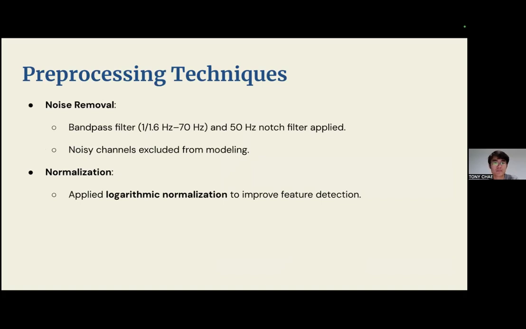Next slide, please. A noise remover was already applied in the data set, so we do not have to apply it, but usually a 50 Hz noise filter is applied for the power band, and a bandpass filter is used. And for the normalization, we have used it for the machine learning technique, and we applied logarithmic normalization to improve the feature detection.